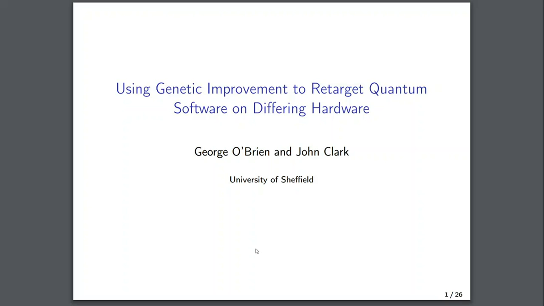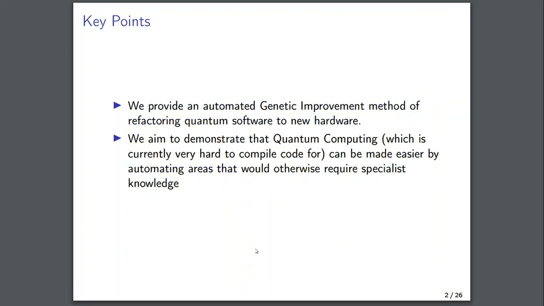Here on behalf of the University of Sheffield to talk to you about our method of taking genetic improvement and using it on quantum programs to retarget those programs on new or different hardware that may not have the properties that they were originally intended to be run on. So the main point is that we have this genetic improvement method, and it's automated and lets us refactor quantum software to new hardware.